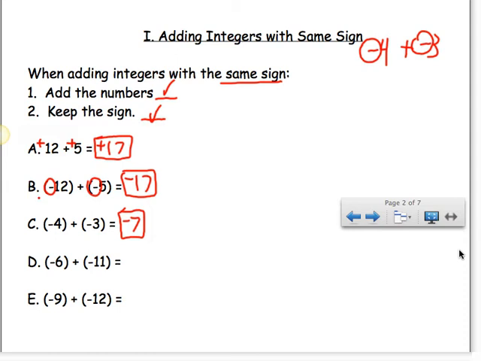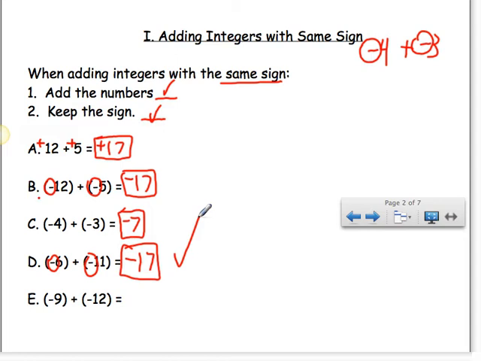Okay, you tried D and E, so now it's time to check your answers. You need to add the numbers 6 plus 11, which is 17, since they're both negatives. You keep the sign. You should have had -17 as your first answer. Give yourself a check on your paper if you had that.